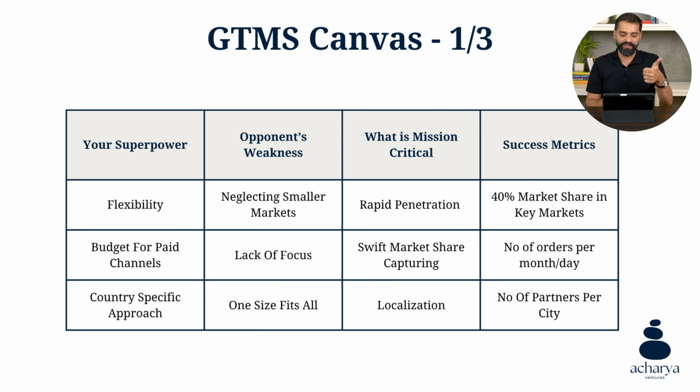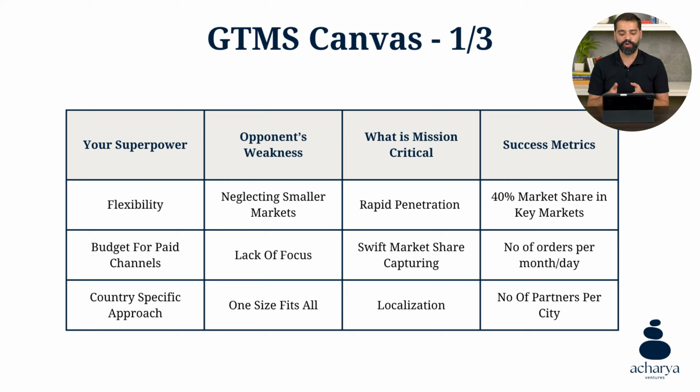They wanted to focus on flexibility. They wanted to have a budget for paid channels, and they wanted to create a country-specific approach. The weaknesses that they identified in their competitors was that they were neglecting smaller markets, there was lack of focus, and they had a one-size-fits-all strategy that probably does not work today.